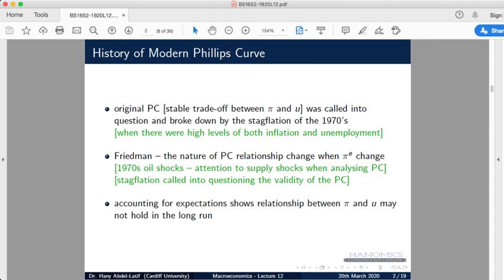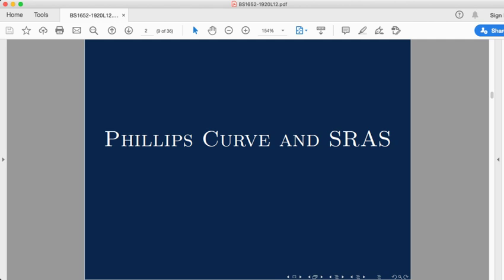Both expectations and supply shocks play an important role in understanding the relationship between these two variables, which were not proposed in the original Phillips curve. After that, the Phillips curve became known as the Phillips curve that introduces expectations of inflation and supply shocks. That was known as the modified Phillips curve or expectations-augmented Phillips curve, and that's what we discussed last time.